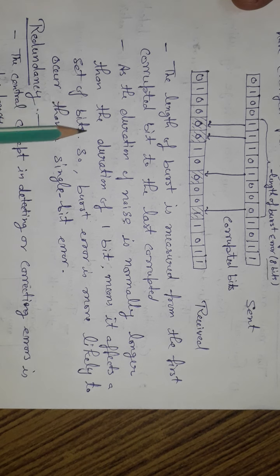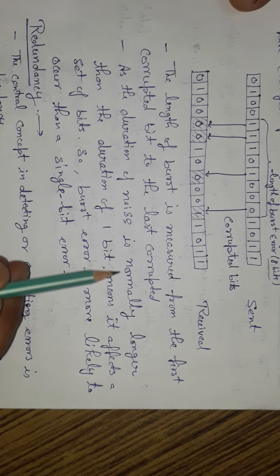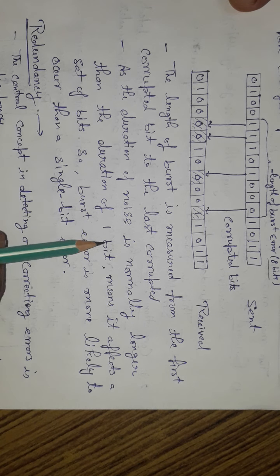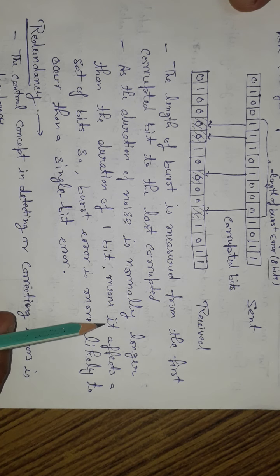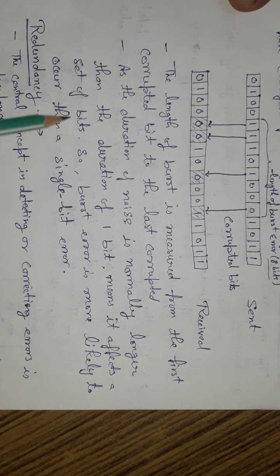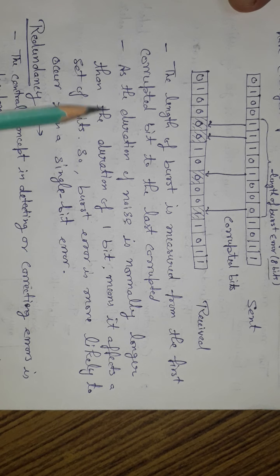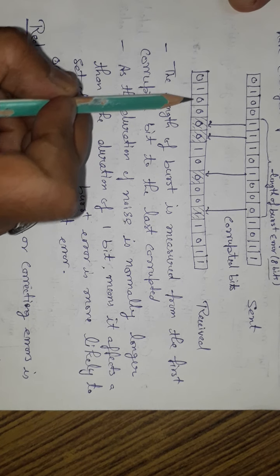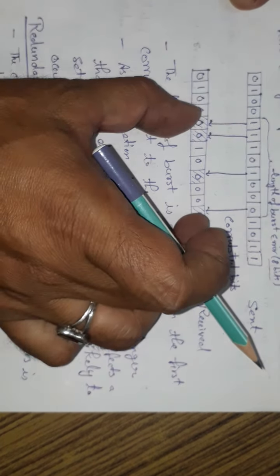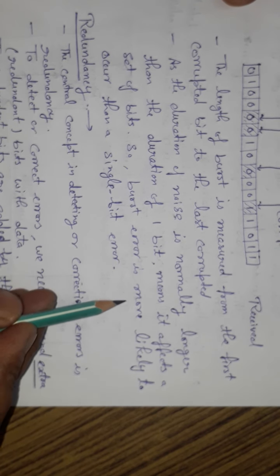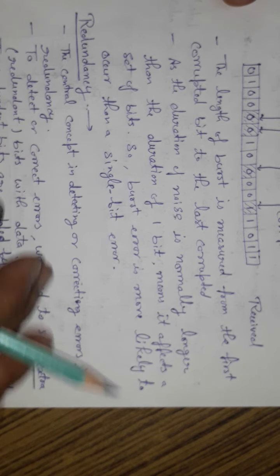Next, the duration of noise is normally longer than the duration of one bit, which means it affects a set of bits. The noise is generally of longer duration as compared to the duration of one bit, so it will affect a longer duration. Burst errors are more likely to occur than a single bit error.